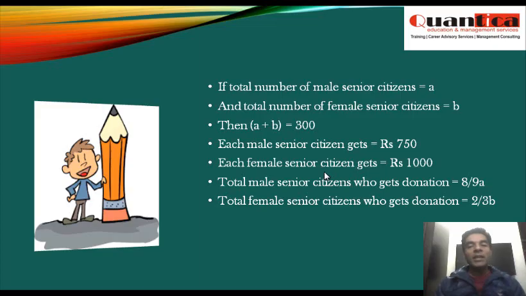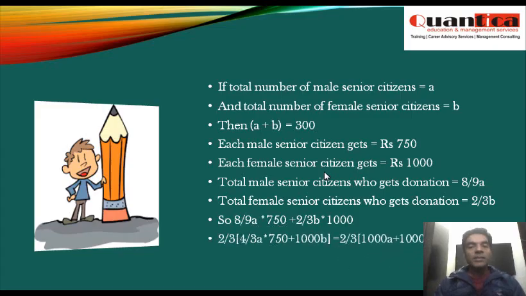Now we need to solve this. That is solvable, because if we take 2 by 3 common, this is the equation that we will be getting. Now again we can take 1000 common from this, which is 2 by 3 into 1000 A plus 1000 B. Now we can take 2 by 3 into 1000 common, which will give us 2000 into (A plus B) divided by 3, and we already know the value of A plus B, which is equal to 300. Solving this, we'll be able to get the answer as 2 lakh rupees.